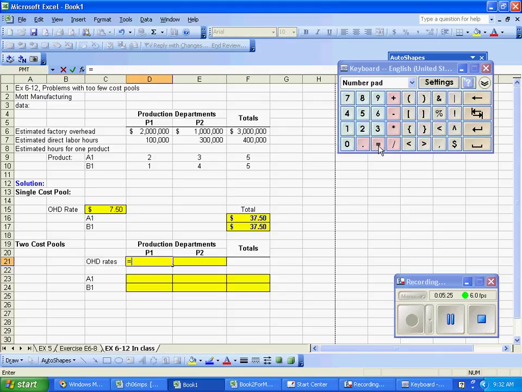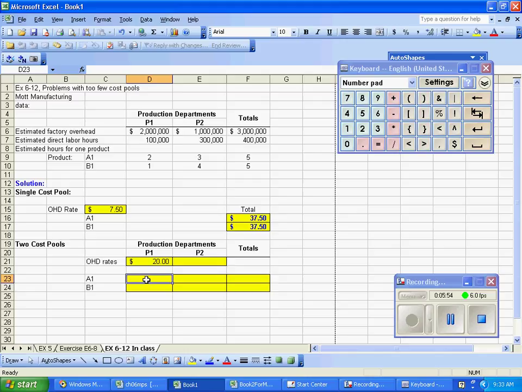Amy says take what? 2 million divided by 100,000. That's exactly right. Okay, so we get an overhead rate for Department 1 of $20 per hour in Department 1. So we'd have a rate for Product 1 in Department 1.